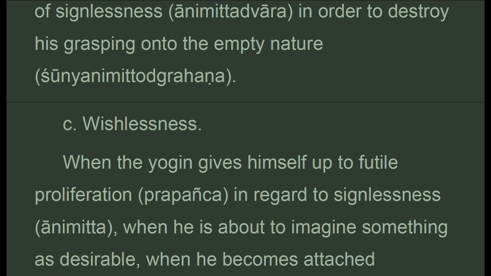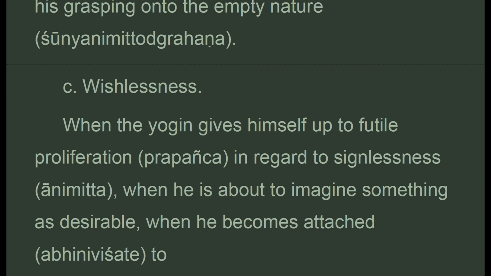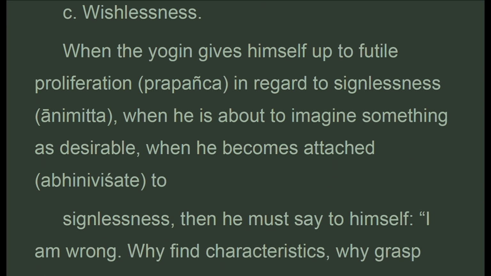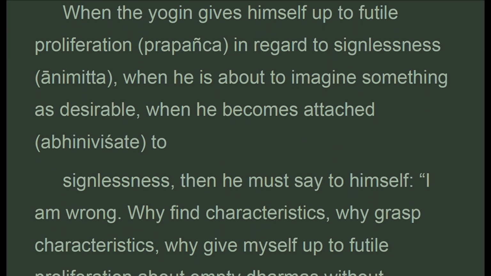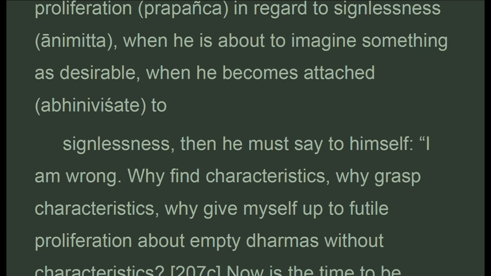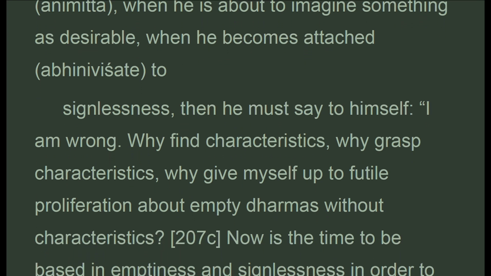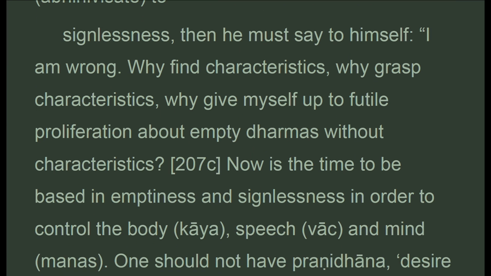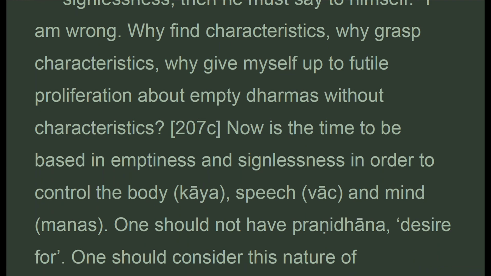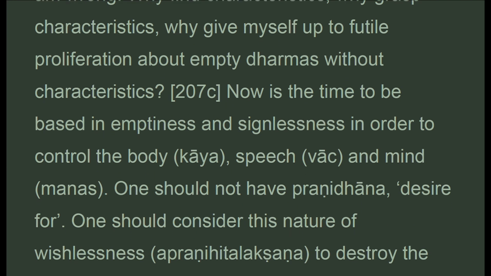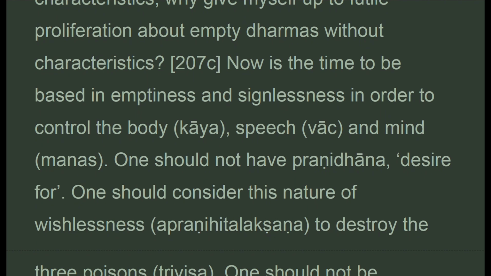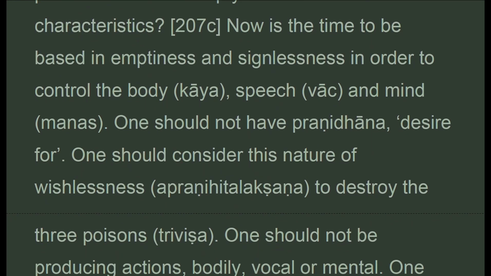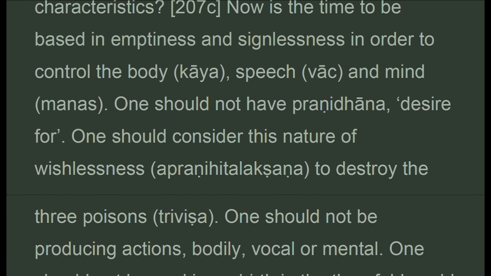c. Wishlessness. When the yogin gives himself up to futile proliferation in regard to signlessness, when he is about to imagine something as desirable, when he becomes attached to signlessness, then he must say to himself, I am wrong. Why find characteristics, why grasp characteristics, why give myself up to futile proliferation about empty dharmas without characteristics? Now is the time to be based in emptiness and signlessness in order to control the body, speech, and mind.